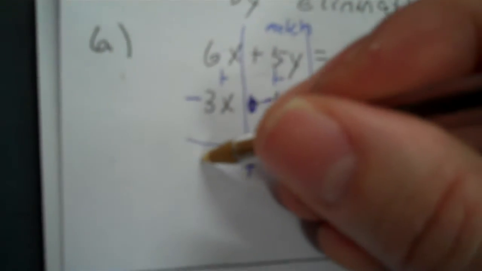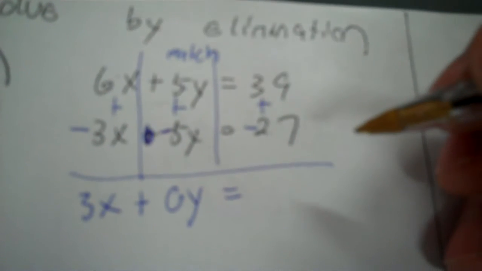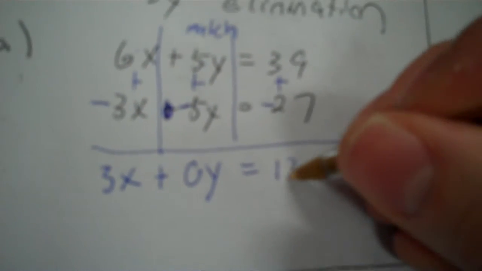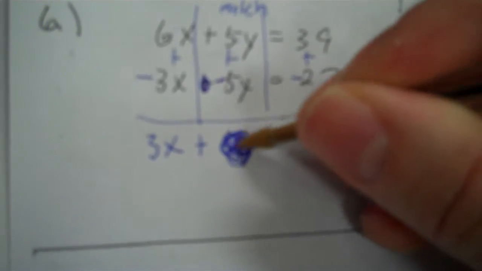6 plus negative 3 is 3x, and then equals 39 plus negative 27, which is 12. Now the 0 with the 0y crosses out, okay? Now 3 and x is times, so you get rid of the times 3 with the divide by 3. That plus doesn't really matter. And then x, that's the letter. 12 divided by 3 is 4, so we got 4 for x.